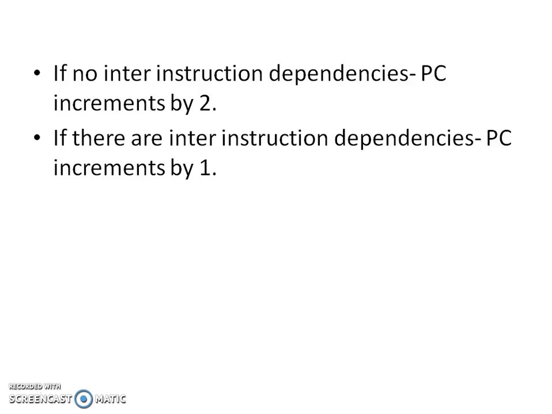The result from the comparator is sent to the multiplexer in the fetch stage and works as a control code. If there are no inter-instruction dependencies, then the program counter is incremented by 2 to get the next sequence program counter, and it is incremented by 1 if there are inter-instruction dependencies present.